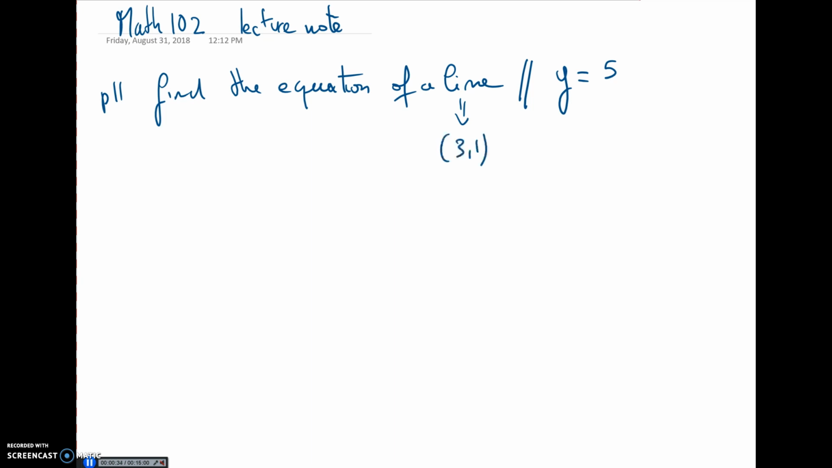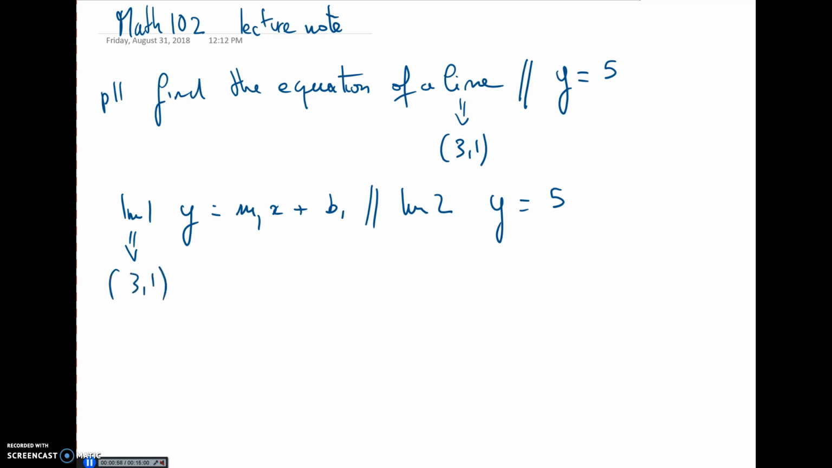So first and foremost, you might want to say, okay, basically I can translate that as my line number 1, defined by m1x plus b1, because line number 1 is parallel to my line number 2, defined by y equal 5, and this line is going through the point 3, 1. And naturally, you're going to think, because it's parallel, I know that the slope of my line number 1 is going to be equal to the slope of my line number 2.